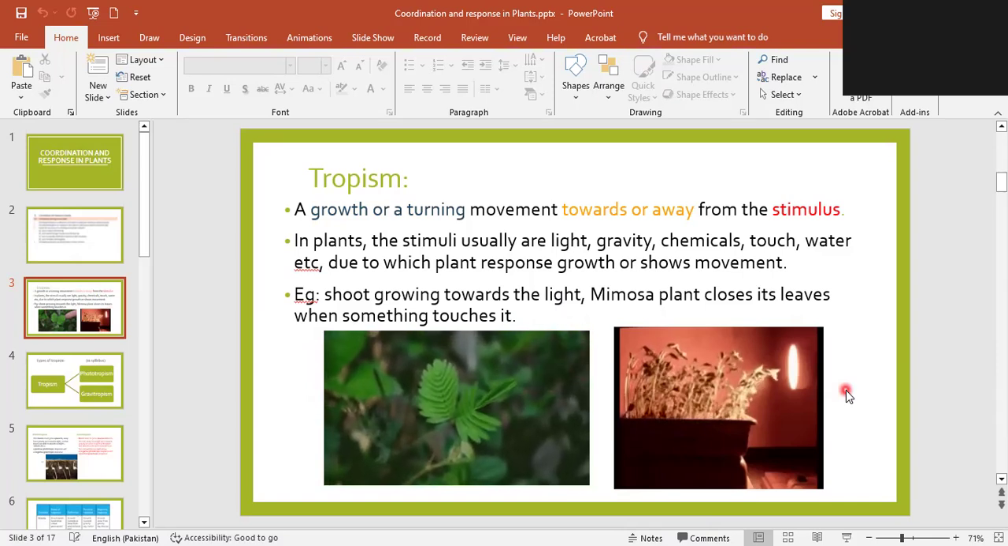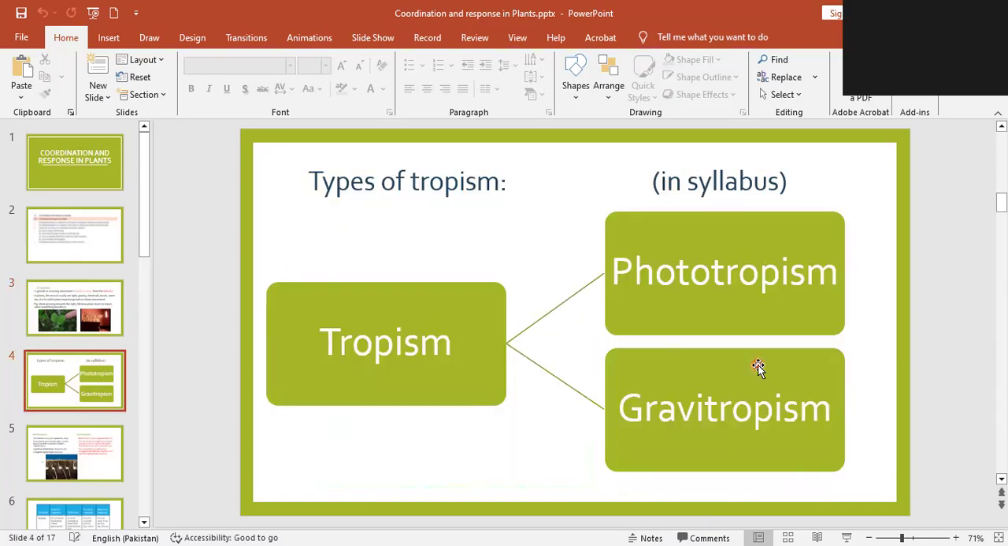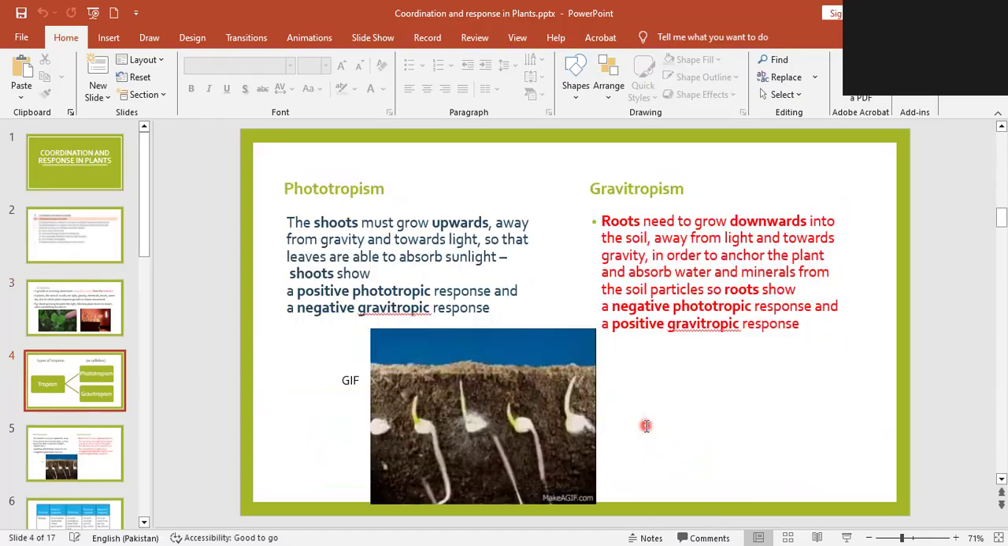This is tropism. Okay, so tropism, in your syllabus there are two types of tropism: phototropism and gravitropism. Photo means light, tropism means you are responding or the growth, and gravitropism, gravi means gravity, and tropism means the growth, right? So the growth towards the gravity and the growth towards the light. There are two types of tropism.